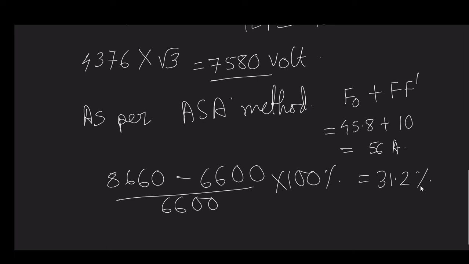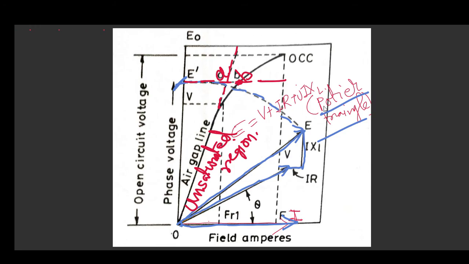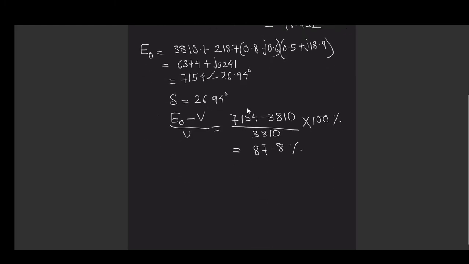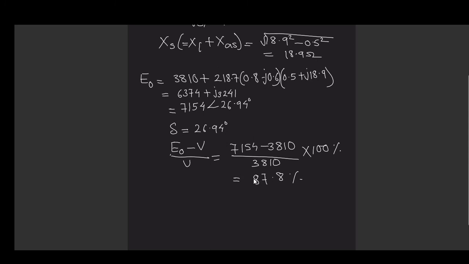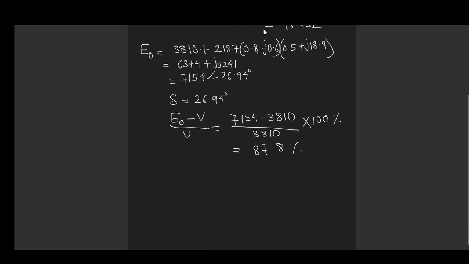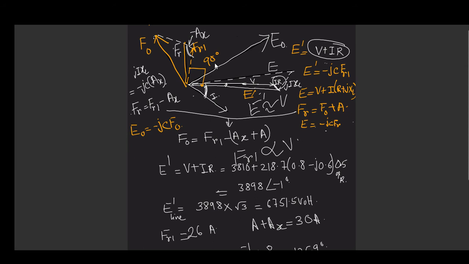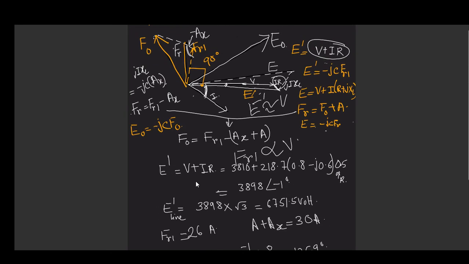Anyway, now we have to figure out the power angle. Finding the power angle for the EMF method is very easy. That is the only benefit of the EMF method. Its power angle you can get readily here. That is 26.94. Now for the MMF method, how to figure out the power angle, because we have not yet calculated E naught in terms of magnitude.